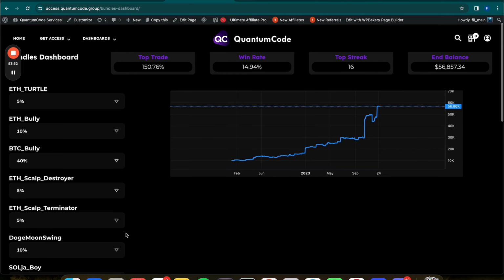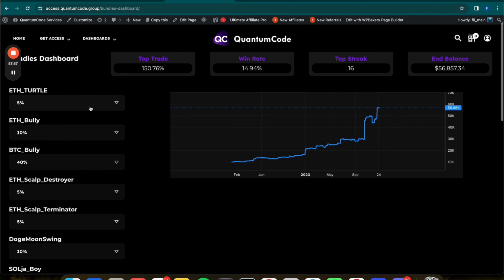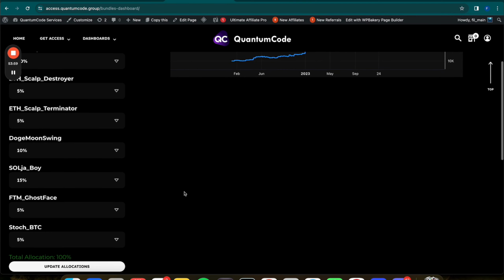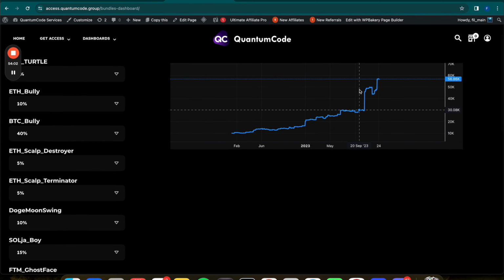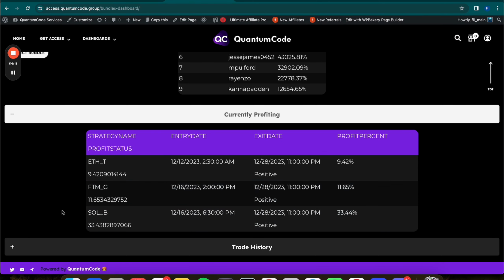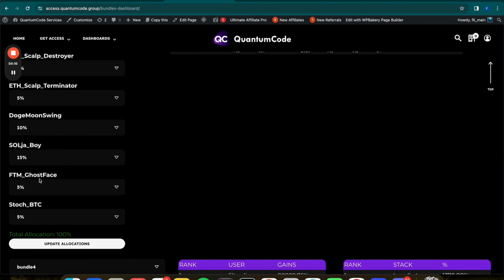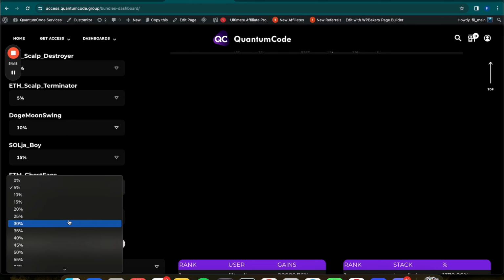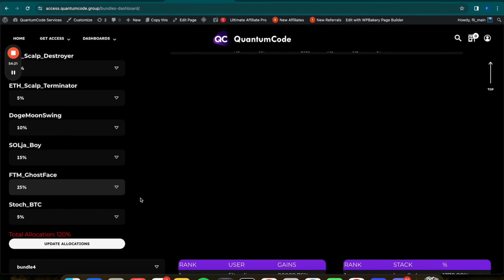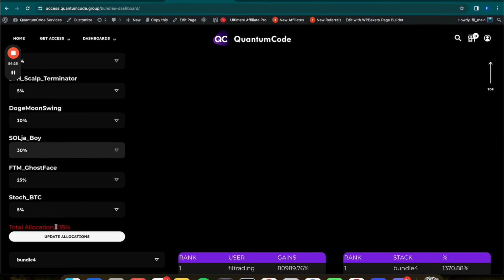And you don't have to trade 9 strategies at the same time, and that's what this dashboard is for, because you can change the allocations here. What you can do, for example, is say, okay, I see that Solana and Phantom are doing really well, right? Right now Phantom is at 11% and Solana is at 33% and ETH is at 9%. So what I'm going to do is, where Phantom has 5%, I'm just going to increase this to 25%, and Solana I'm going to increase to 30%. Now obviously my allocation is too high.